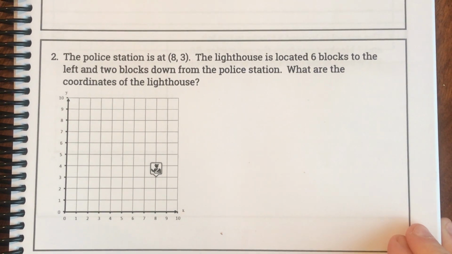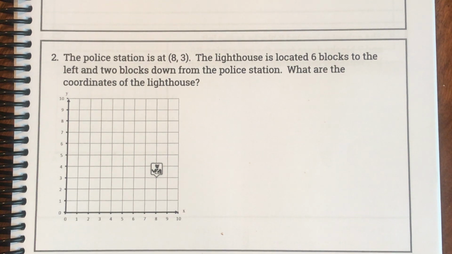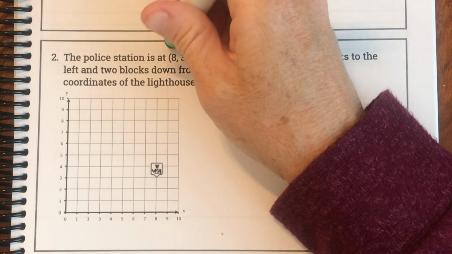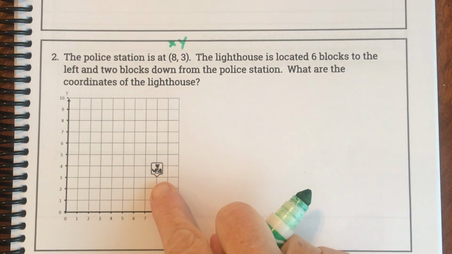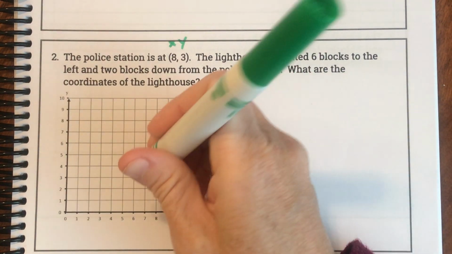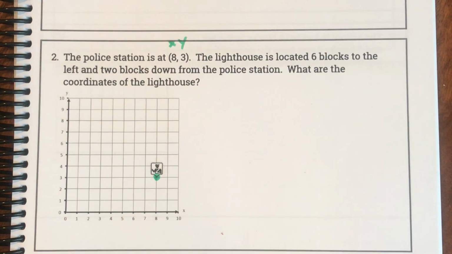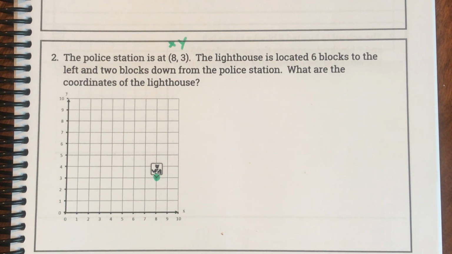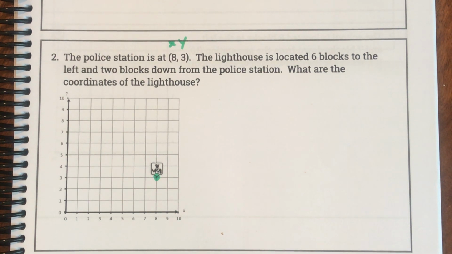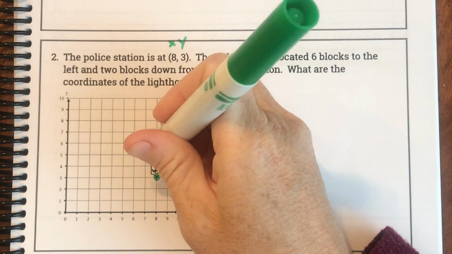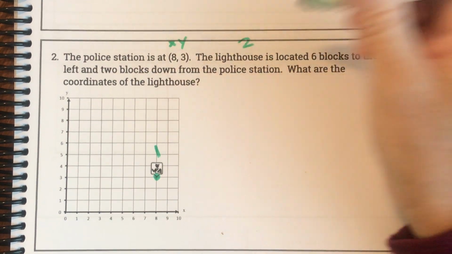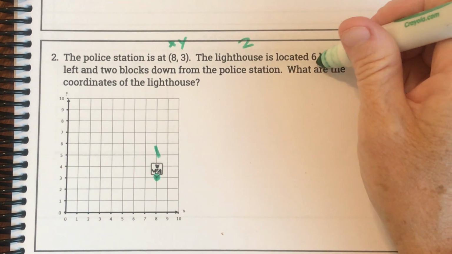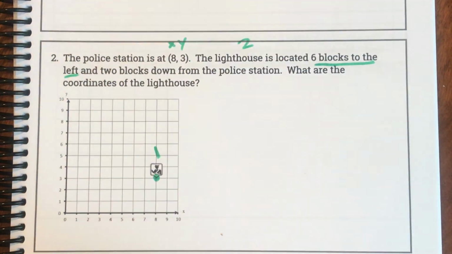It says the police station is at 8:03. And it looks like that's probably my police station right there. The lighthouse is located 6 blocks to the left and 2 blocks down from the police station. What are the coordinates of the lighthouse? Okay, so I'm first at the police station and they want me second to go to the lighthouse. And they tell me to go 6 blocks left.